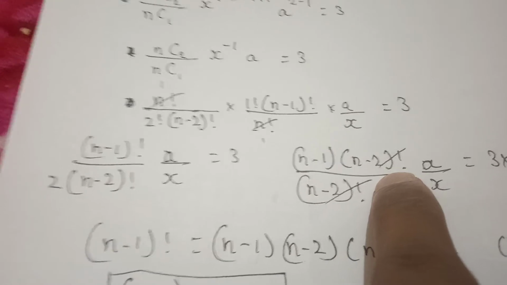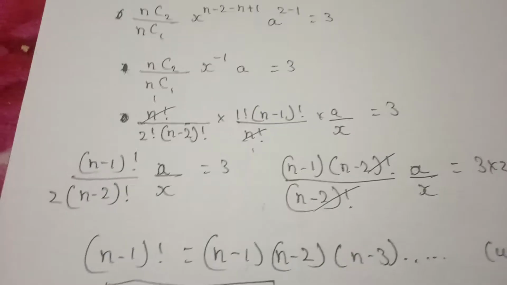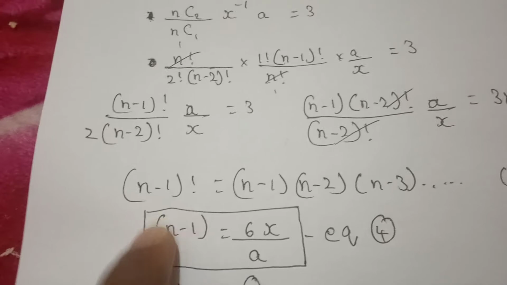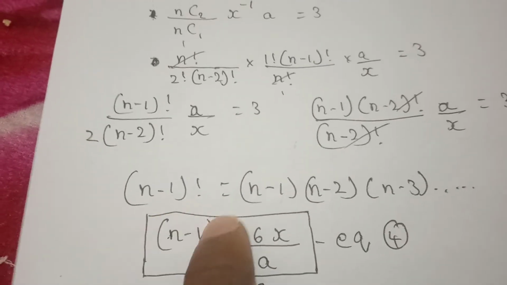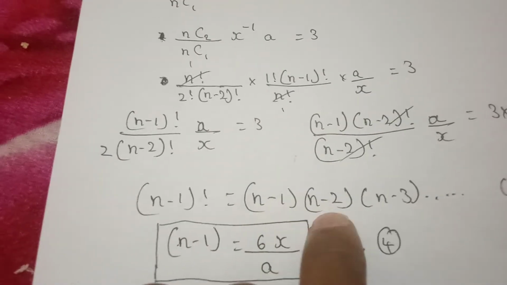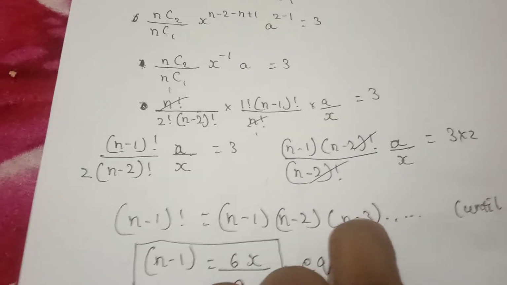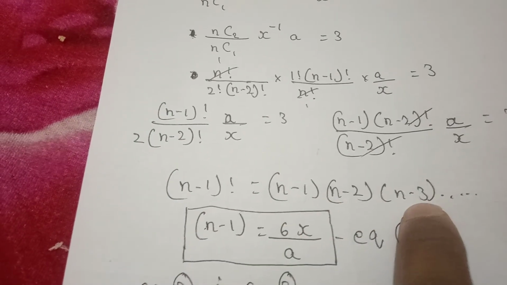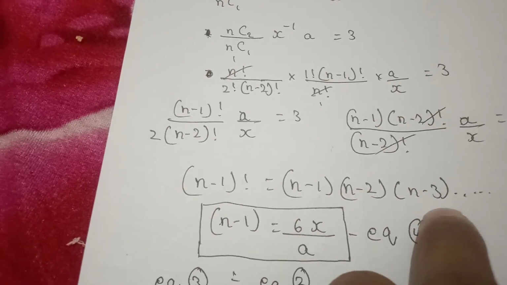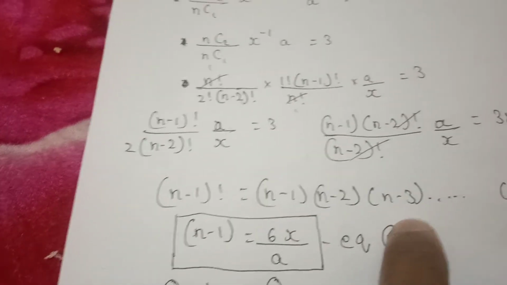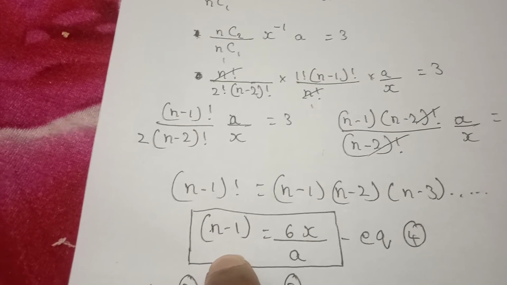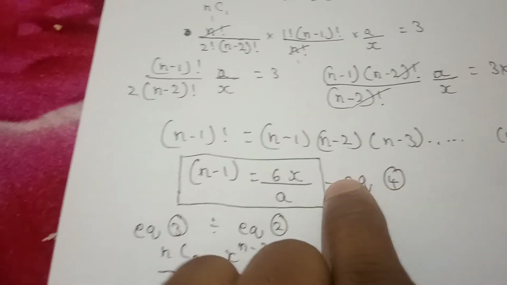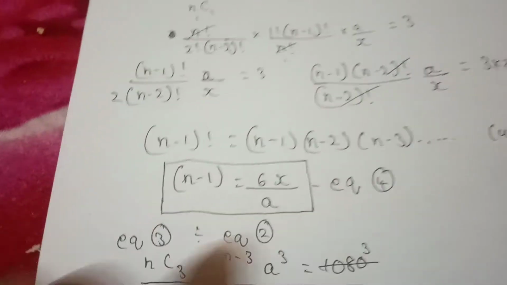You must be wondering how this factorial has been changed into (n minus 2) factorial. Just see this: (n minus 1) factorial can also be written as (n minus 1) multiplied with (n minus 2) multiplied with (n minus 3), and it just goes on until it reaches 0, where the loop ends. And then n minus 1 will be equal to 6x by a. Let's assume it as equation 4.